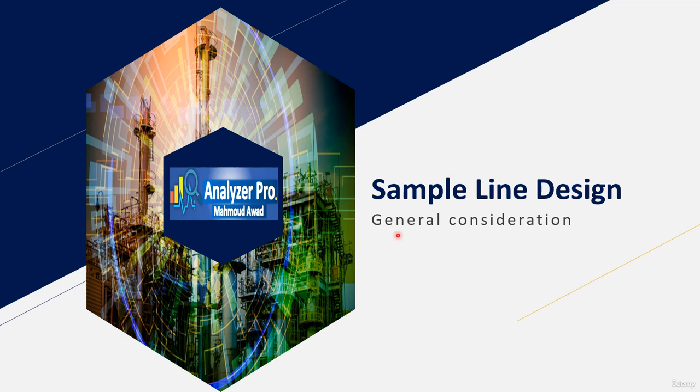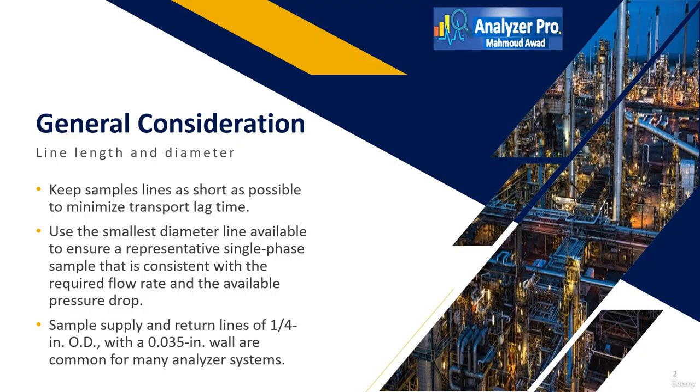Now we will learn some general considerations regarding sample line design. First we will talk about line length and diameter. It is always best to keep sample lines as short as possible, to minimize transport lag time. Also, use the smallest diameter line available to ensure a representative single-phase sample that is consistent with the required flow rate and the available pressure drop. Sample supply and return lines of 1/4 inch outer diameter, with a 0.035 inch wall thickness, are common for many analyzer systems.